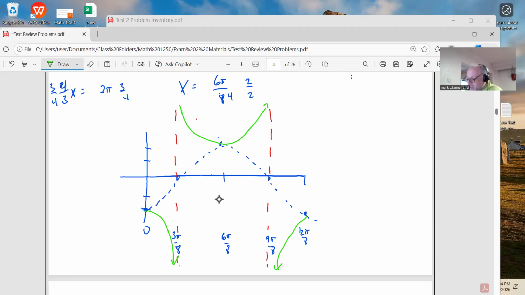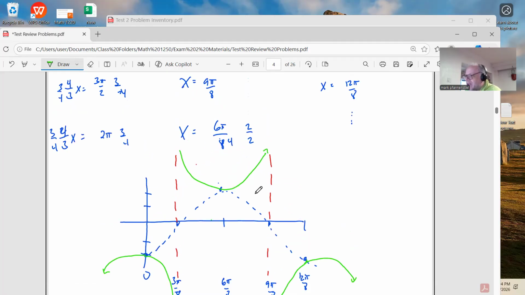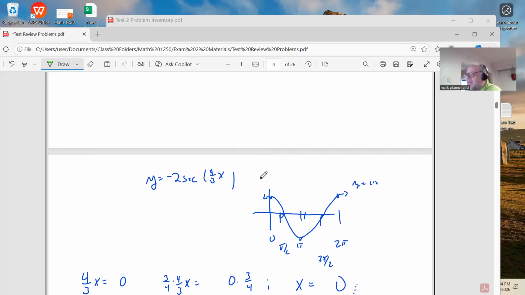One thing I want to make sure of is that you don't think this is actually a disjointed graph. There's a horseshoe looking thing here, and a horseshoe looking thing over here. We could just continue going on. This would be negative 3 pi over 8. This would be 18 pi over 8, et cetera. But the problem only has us graph one cycle, so that's all you have to deal with.